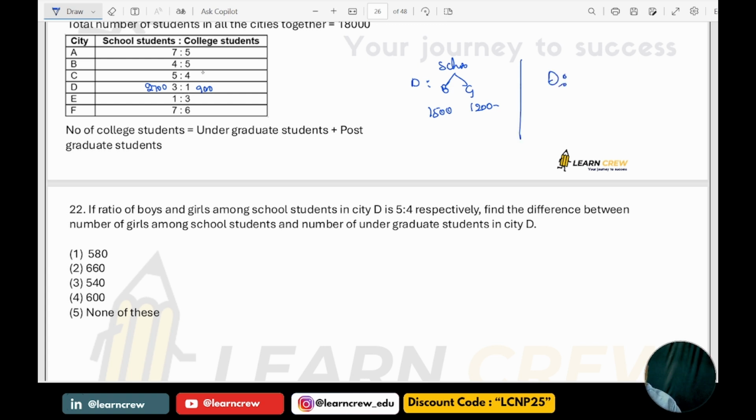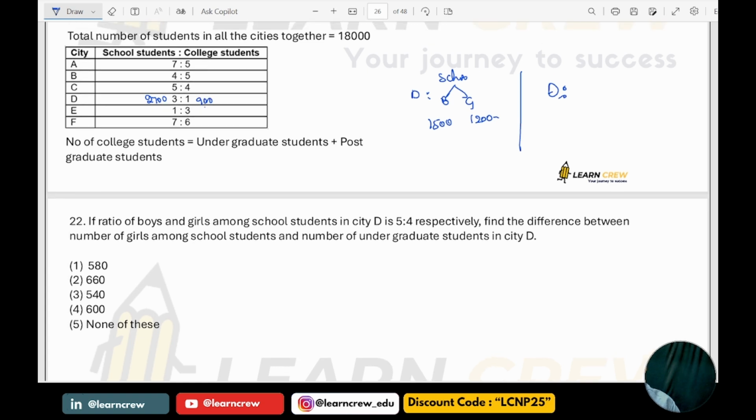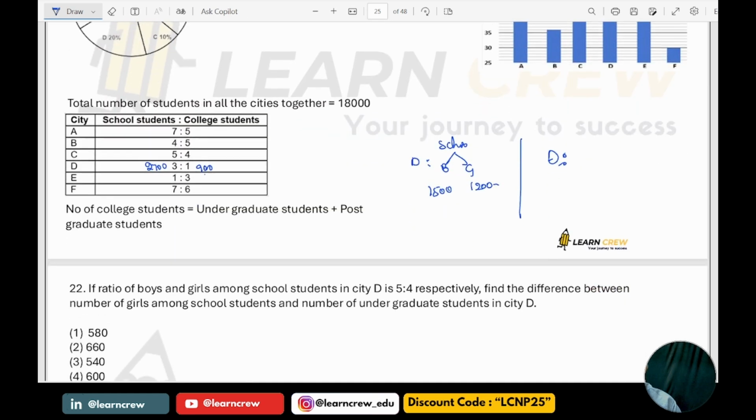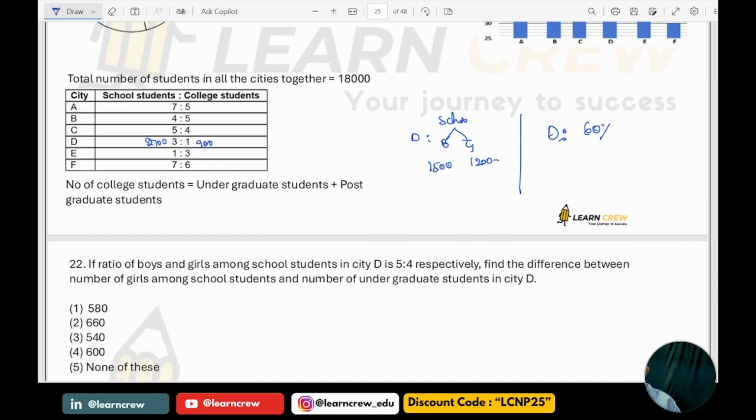And number of college students in school D, in city D. In city D, total college students are 900. And if you see that in city D, 40% are postgraduates. So 60% of 900, which is 540. 540 are undergraduates in city D.